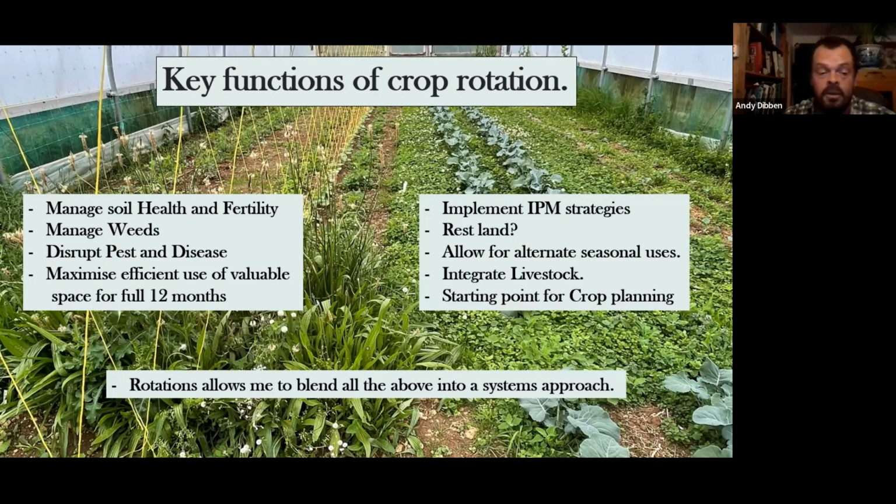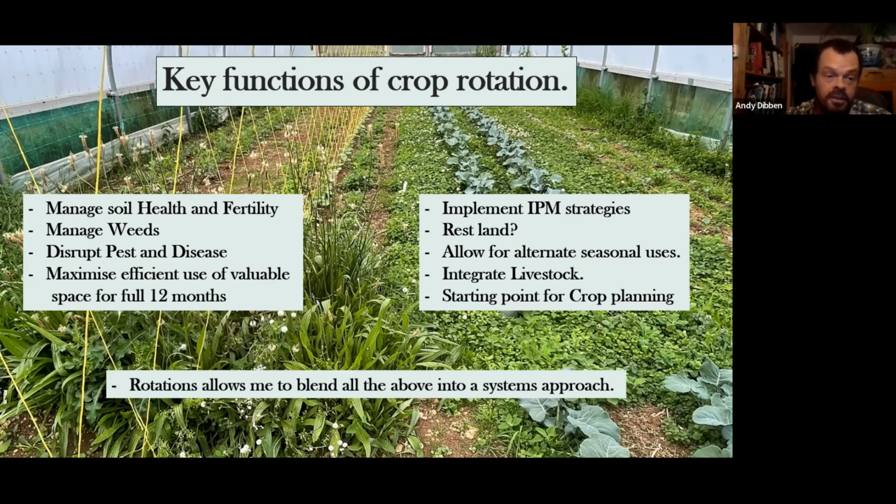So I would match that. I use rotations. I don't think they're 100% essential if you've got an amazingly symbiotic natural system, which I don't. And actually, even more importantly, inside of protected cropping, it's very hard to mimic natural systems because you've put a wall up around your system, essentially. So the key thing for me is rotations allow me to blend all of the above into a systems approach.